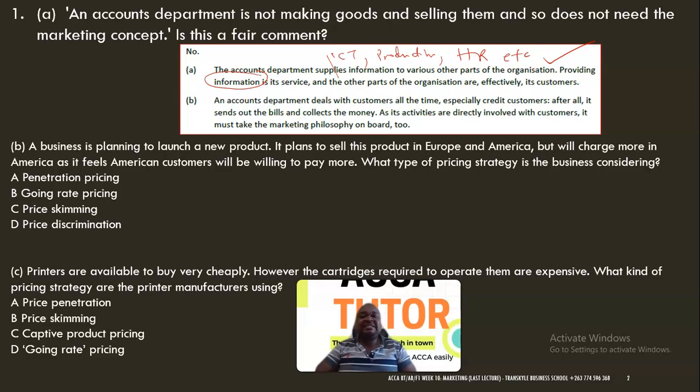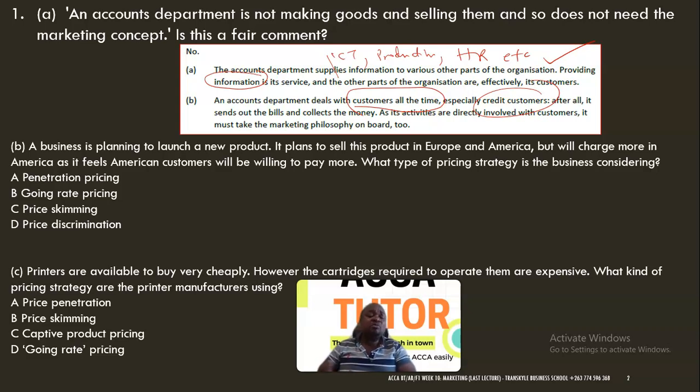The other reason is that the accounts department itself deals with customers mostly all the time. For example, when they deal with credit customers, they need to ensure that they handle those customers well. They need to handle them with a salesman attitude. They need not to be rough to them. All right. So you can see that marketing is not only limited to people who are in the marketing fraternity, but everybody within the organization should practice marketing.